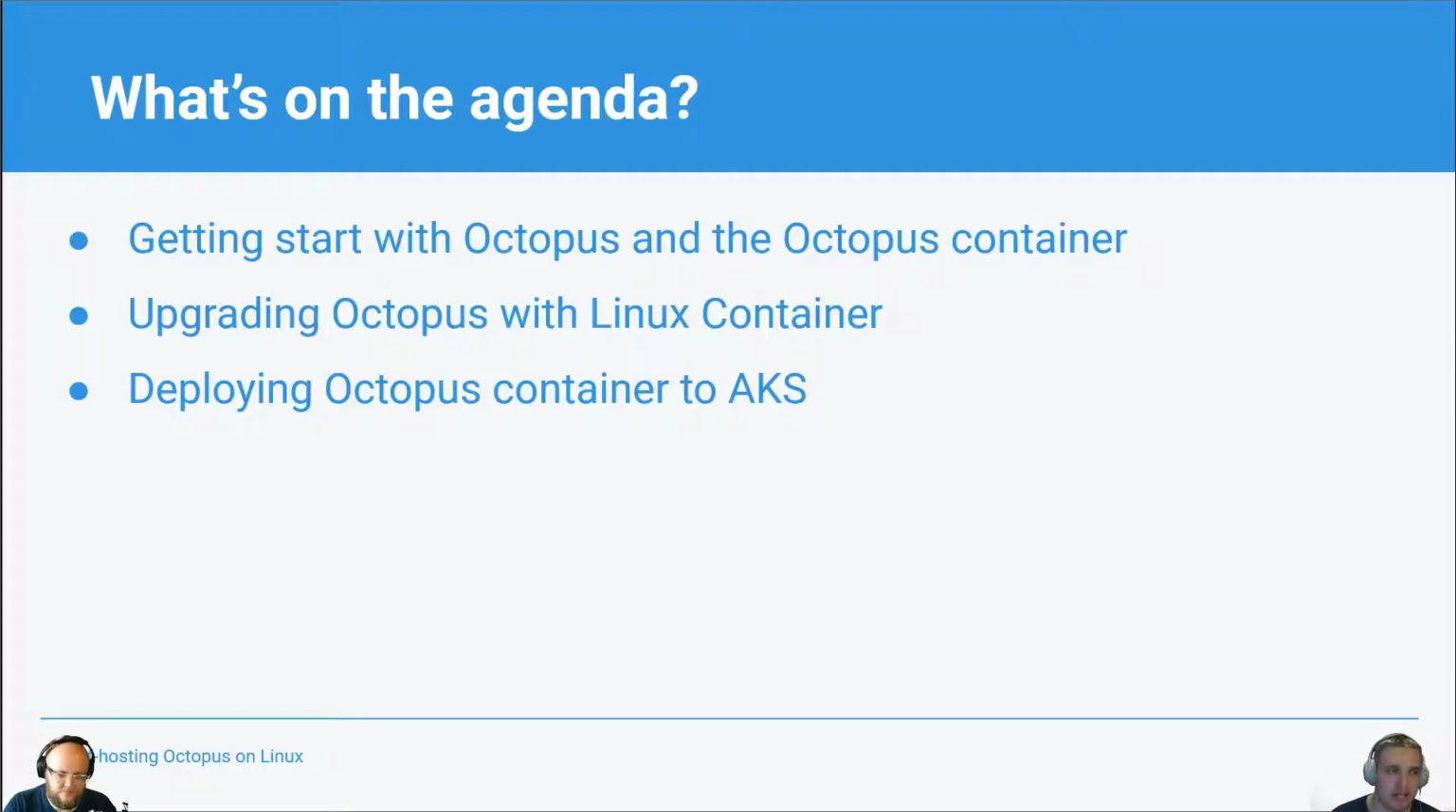So today we're going to show you how to get up and running quickly with the Octopus container using some resources that I built earlier. We're going to take that same Octopus container that we build, and then we're going to upgrade it. So we're going to start on one version, upgrade to another one. And lastly, we're going to finish off by deploying that Octopus container to Azure AKS. So lots of demos today, Derek.